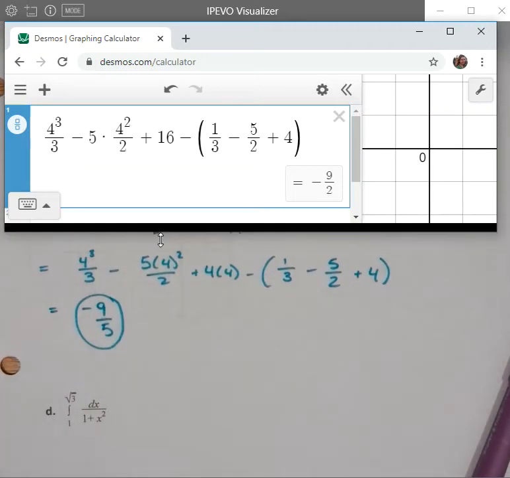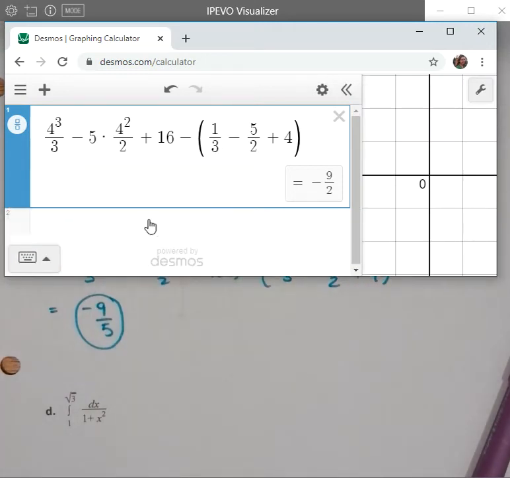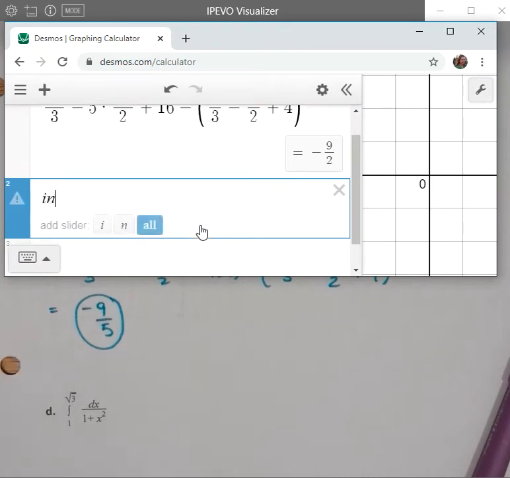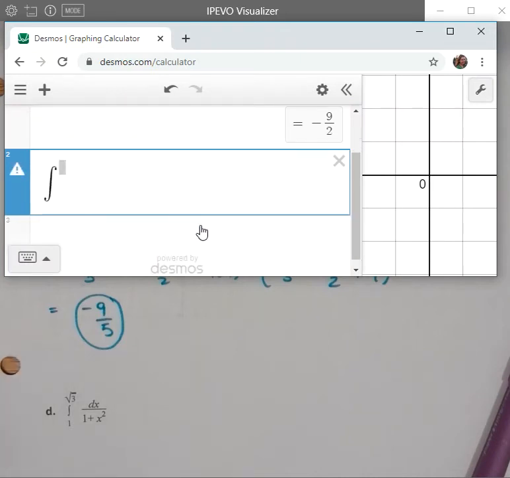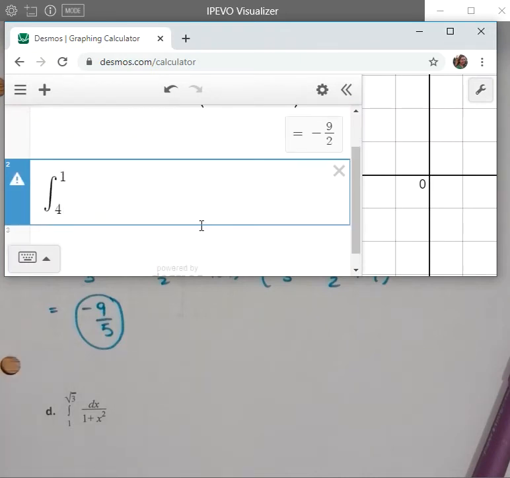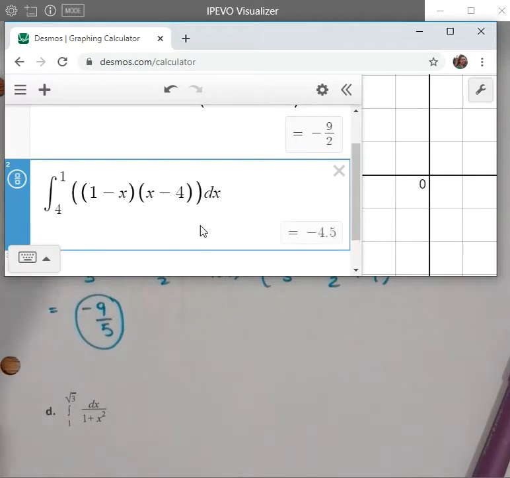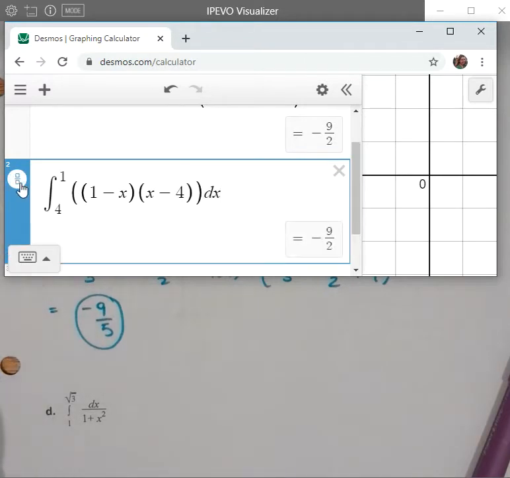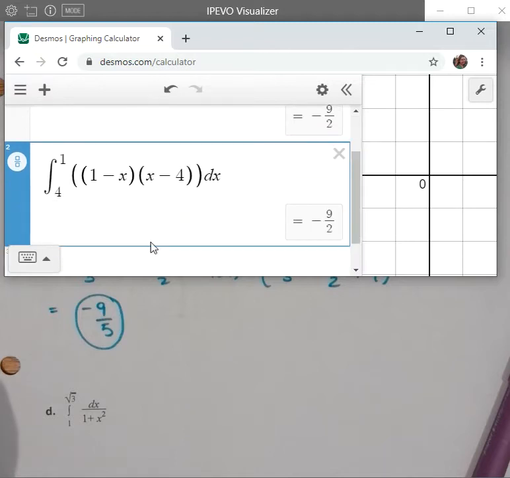Okay, now if we check it, we can do the integral, int, and it was between 4 and 1. I can type it in any form, including the original. So I'm going to use parentheses, and then I'm going to do extra parentheses just to make sure everything's inside that integral. So parentheses, 1 minus x times, new parentheses, x minus 4, close parentheses, dx, negative 4.5, or the lovely fraction, negative 9 halves. And so we can check that we have the correct answer, which feels good.